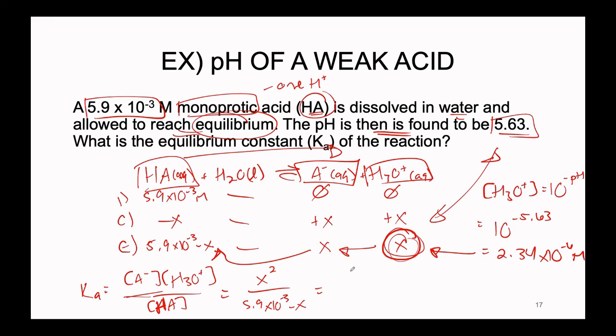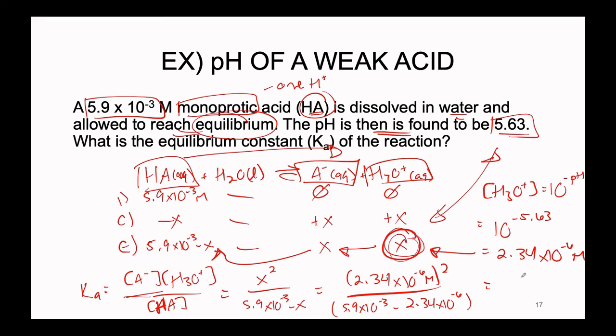So we can use this concentration now in the numerator and in the denominator of our equilibrium expression for our weak acid in order to find what the Ka numerically is equal to. This is going to be 2.34 times 10 to the negative 6 molar squared, all divided by 5.9 times 10 to the negative 3 minus 2.34 times 10 to the negative 6.